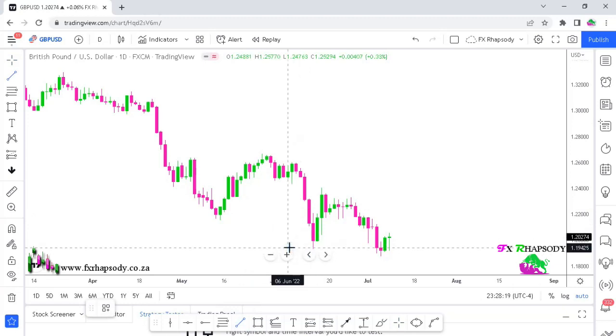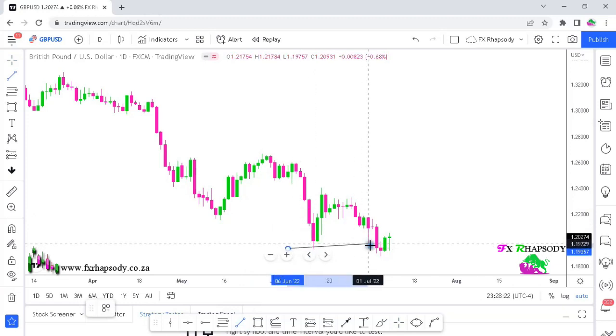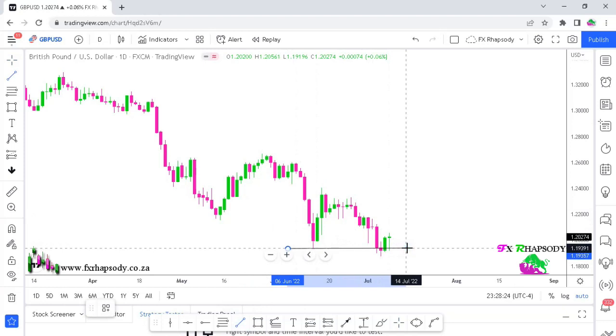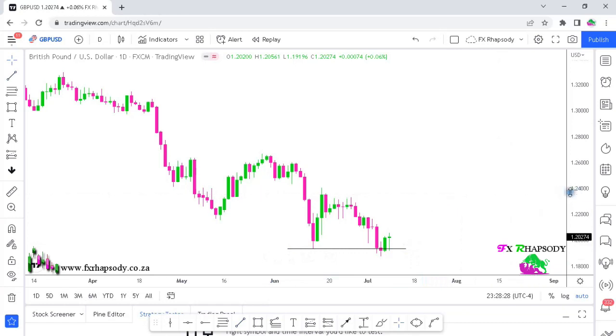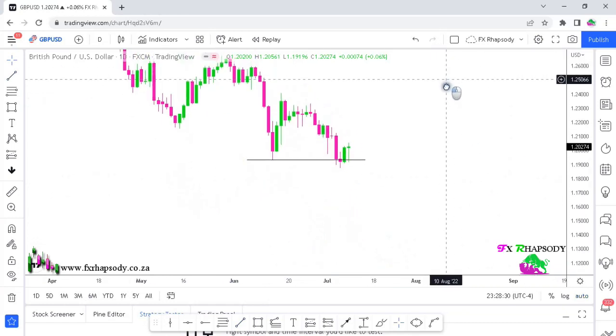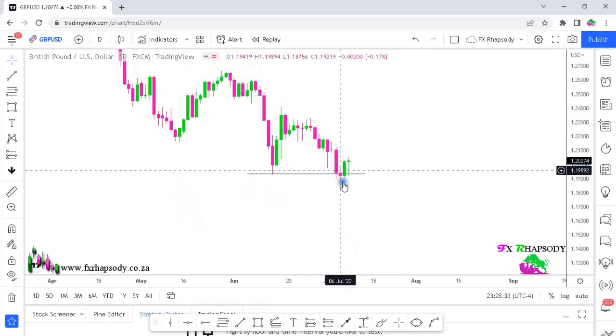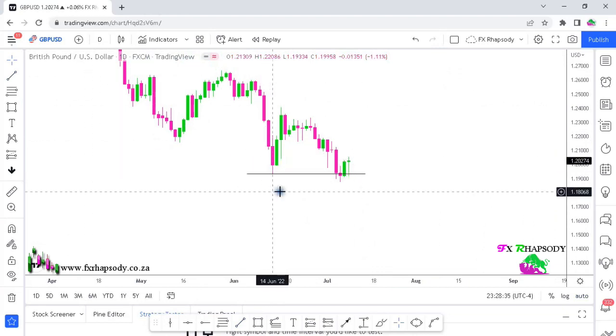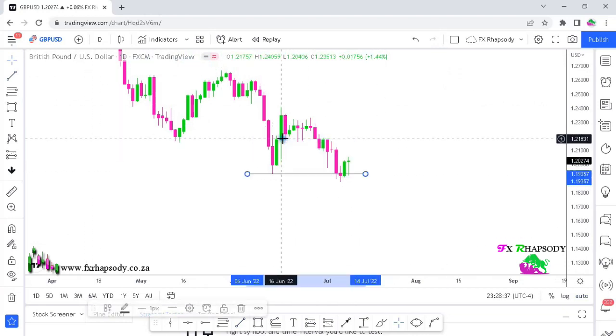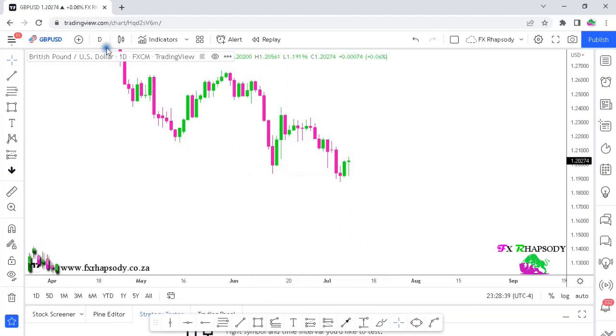Again, the daily time frame creating that low, or taking out that low. Similar thing to what happened with our euro. It took out that low in the market. As you can see, price tapping into that liquidity and then started moving up again. So going down to the 4-hour time frame.